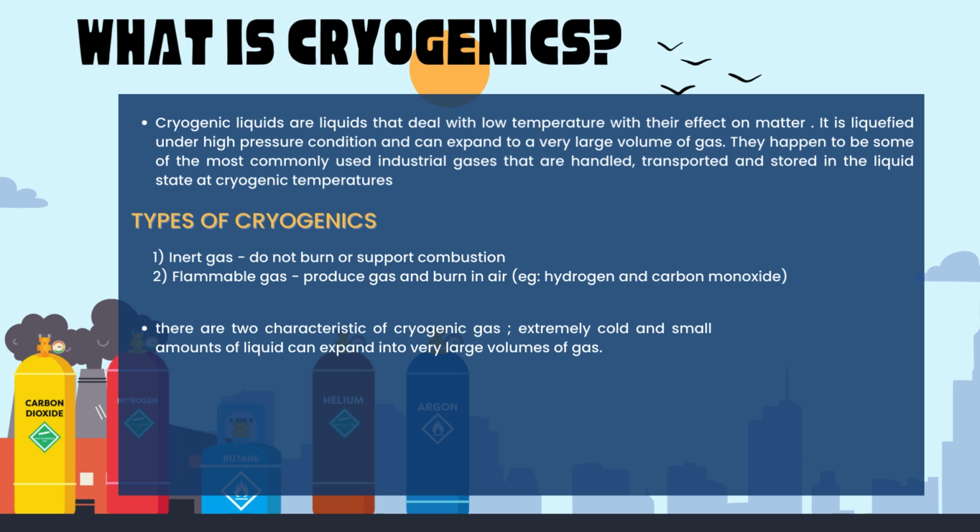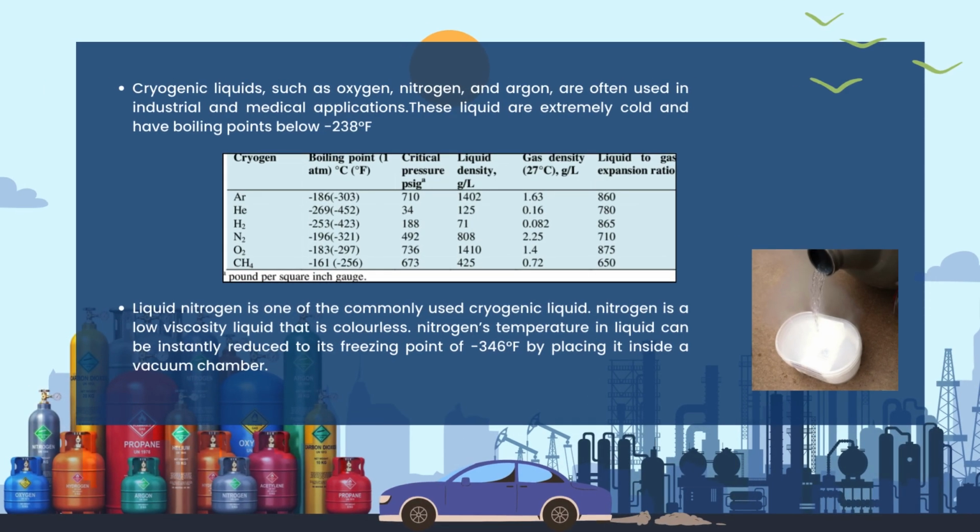There are two characteristics of cryogenic gas. Firstly, cryogenic gases are extremely cold and small amounts of liquid can expand into a very large volume of gas. Cryogenic gases often condense the moisture in air, creating a highly visible fog. Cryogenic liquids such as oxygen, nitrogen, and argon are often used in industrial and medical applications. We can see in the table below that these liquids are extremely cold and have boiling points below negative 238 Fahrenheit. In this video, we are focusing more on the application of a cryogenic liquid, which is liquid nitrogen, in daily life.